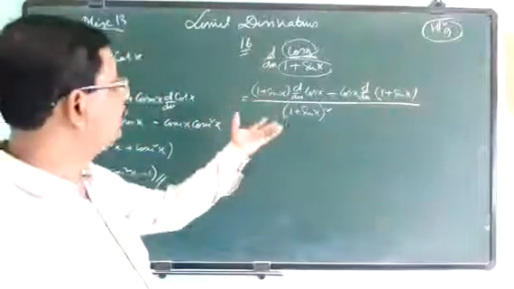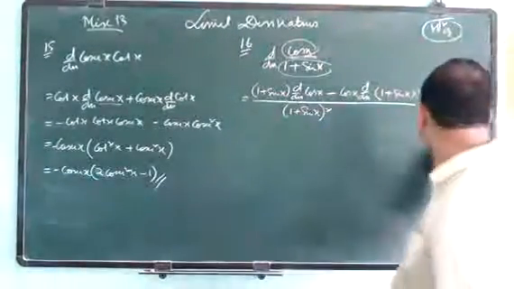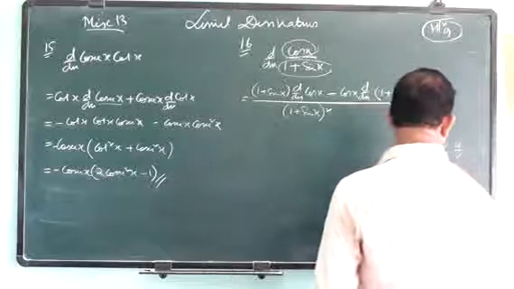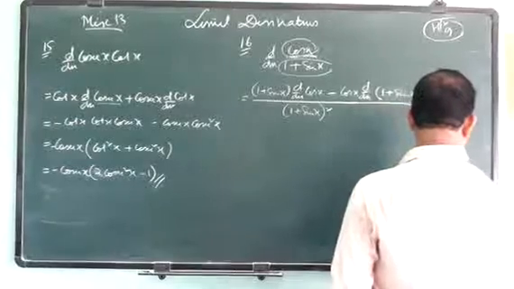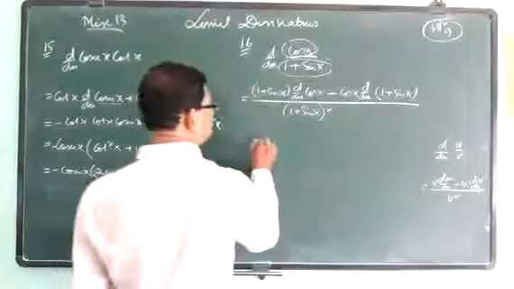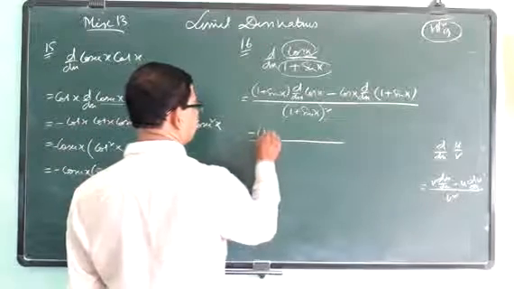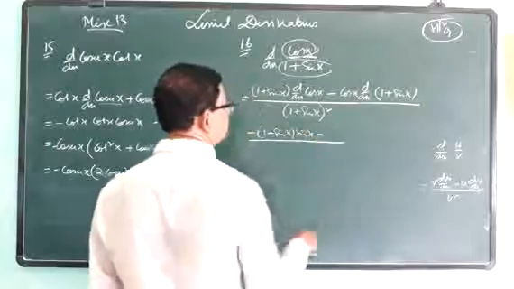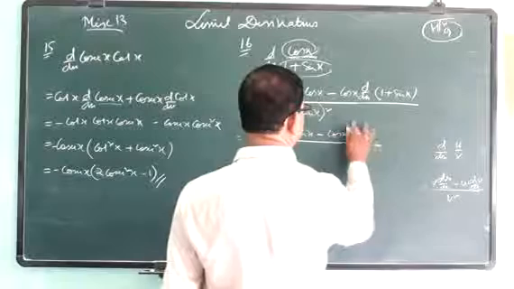Students, it is u by v form. I am telling you again, remember what I have already said: u divided by v gives the denominator v square, with v du/dx minus u dv/dx. That rule you can use. Now, the differentiation of cos x is minus sin x, so minus (1 plus sin x) into sin x, minus cos x. The differentiation of 1 is 0 and of sin x is cos x.